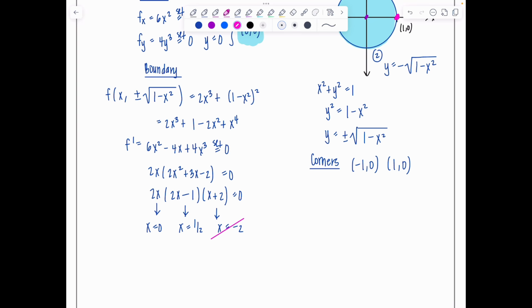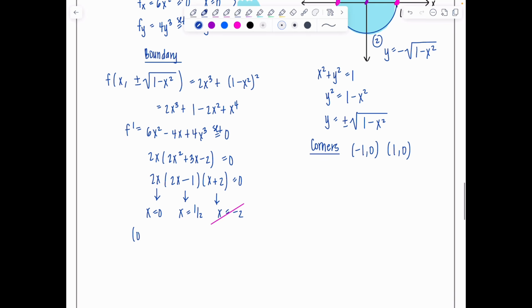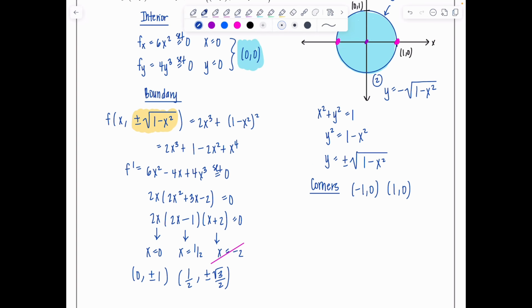If x is 0, then what would y be? Well, remember, we're on the boundary. So y is plus or minus square root of 1 minus x squared. So it would be plus or minus 1. And then if x is a half, y would be plus or minus, we're on the unit circle, guys, square root of 3 over 2. Okay, so technically I have 4 points here from the boundary. I have 1 from the interior and 2 corners.